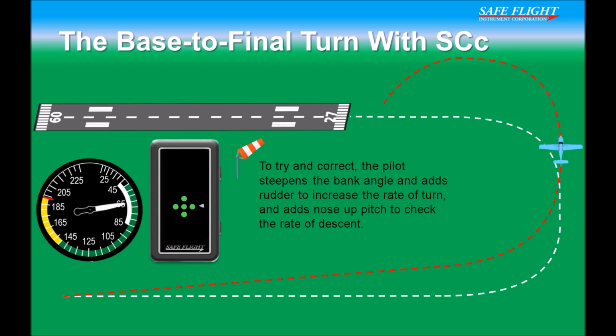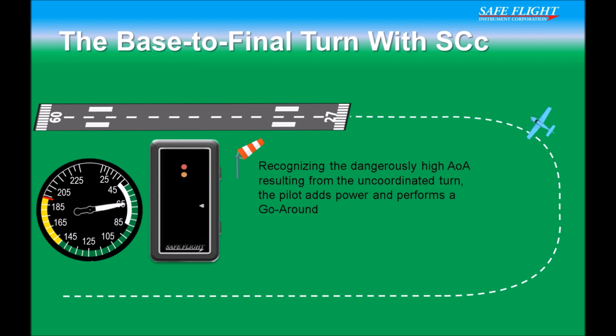To try and correct, the pilot steepens the bank angle and adds rudder to increase the rate of turn, and adds nose pitch up to check the rate of descent. Notice that the SCc is now displaying a warning. Recognizing the dangerously high angle of attack resulting from the uncoordinated turn, the pilot adds power and performs a go-around.